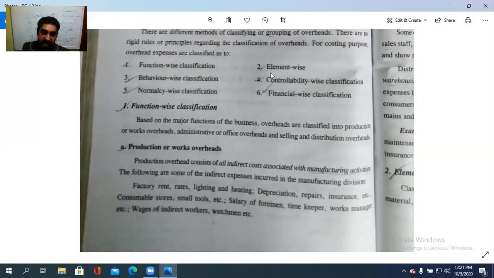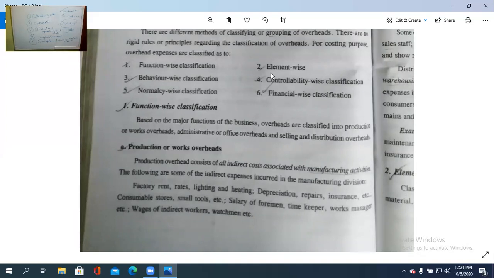That is how function wise classification is. Production or works overhead constitutes all the indirect costs associated with manufacturing activities. For example, factory rent, rates, lighting and heating, depreciation, repairs, insurance, etc. Consumable stores, small tools, salary of foreman, timekeeper, workmen. So all those indirect costs that are incurred in the production process.